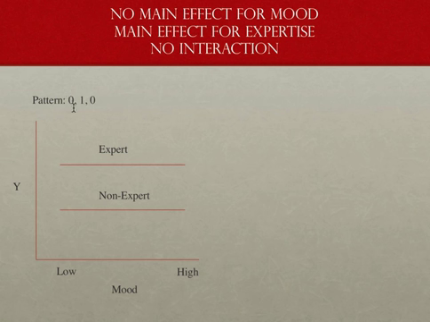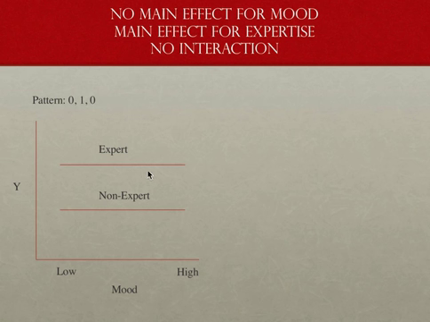This is, there is no effect for mood, no main effect for mood. There is a main effect for expertise, but there is no interaction effect. So let's start with this one. Here is one mean for low. Here's the other mean. The mean of these two is here. The mean of these two is here, meaning that the average mean score of people in low mood and the average mean score of people in high mood is the same. Therefore, there is no main effect for mood.